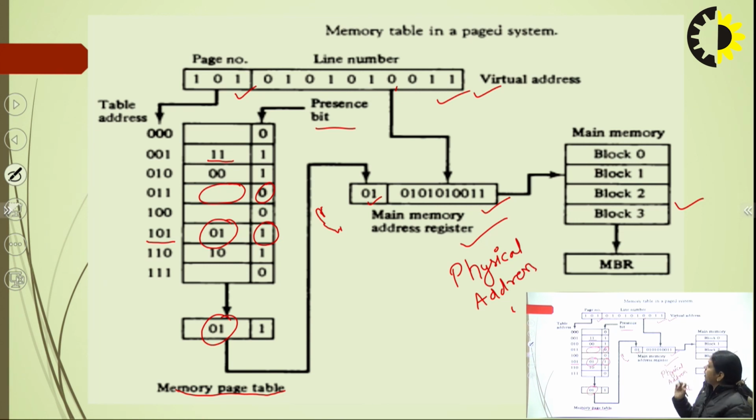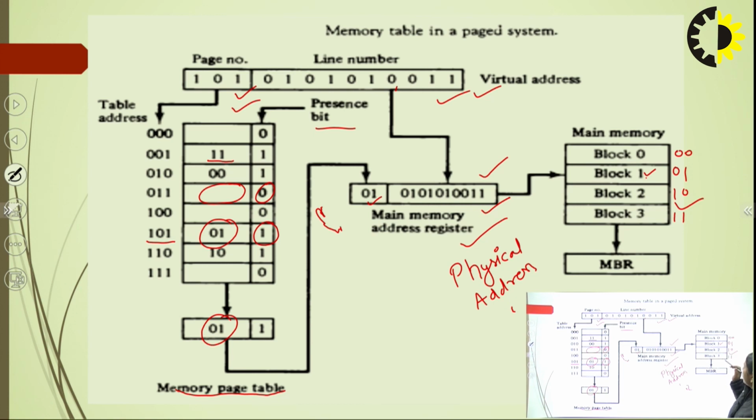Physical address, fine. Okay, now this is the physical address. Now we can find out from this address into main memory. You can see here 01. For example, this is the 00 block, this is the 01 block, this is the 10 block, and this is the 11 block. So this page, the 101 page, is stored in the 01 block. Okay, now we can find out this page in this block, and after this, find out this page.